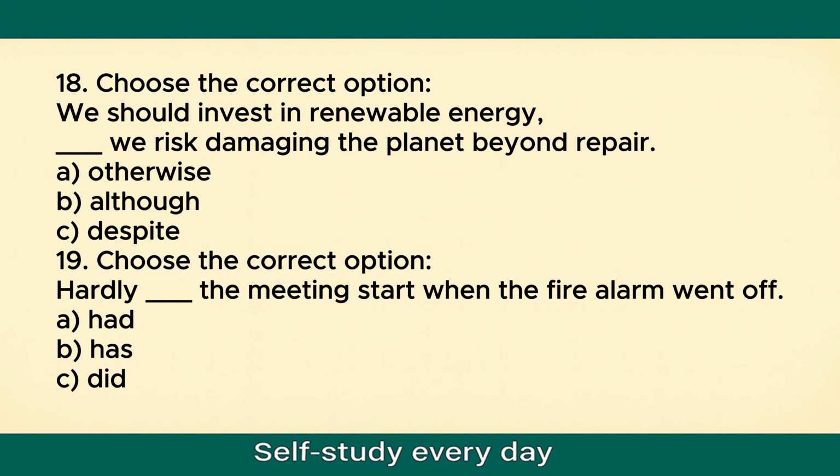18. Choose the correct option. We should invest in renewable energy. We risk damaging the planet beyond repair. A. Otherwise. B. Although. C. Despite.